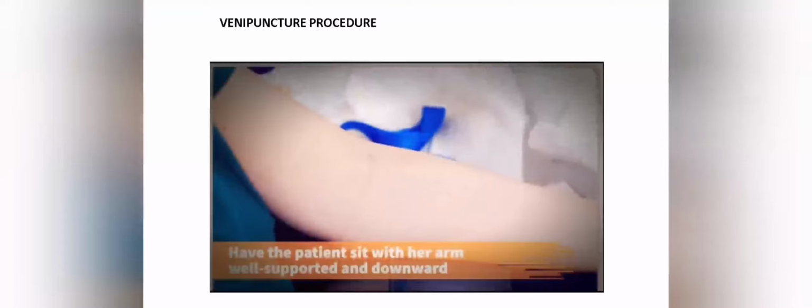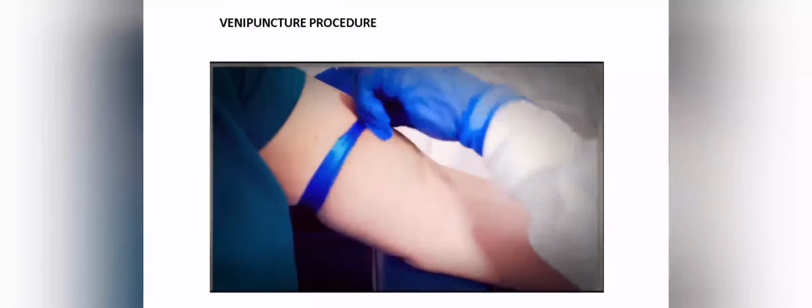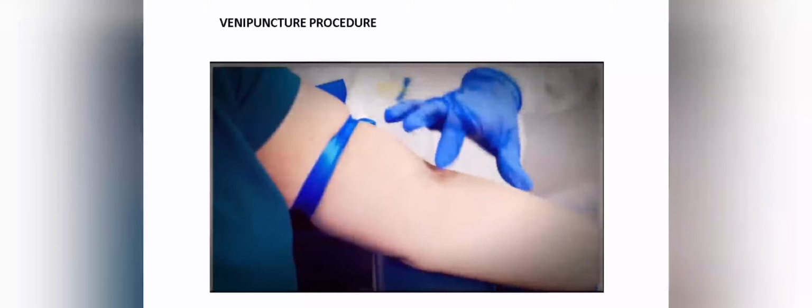Once patient preparation is done, we can move on to the venipuncture procedure. Have the patient sit where the arm will be supported and slightly downward. Apply tourniquet 3 to 4 inches above the elbow. Make sure it's not too tight and it will not remain longer than 60 seconds.